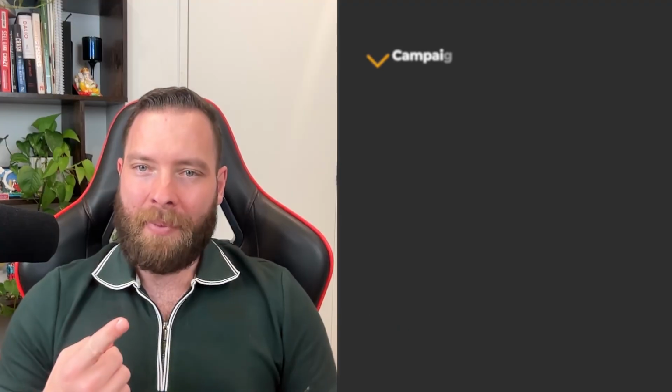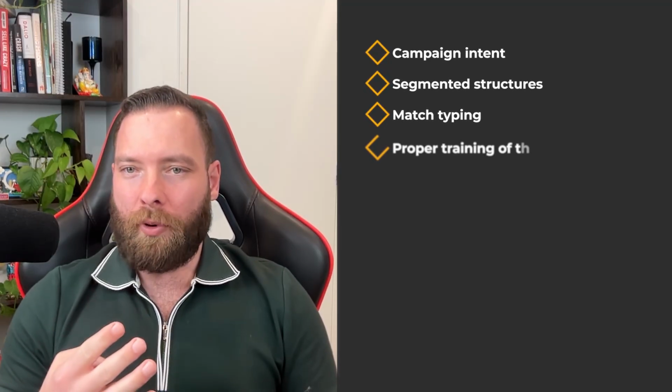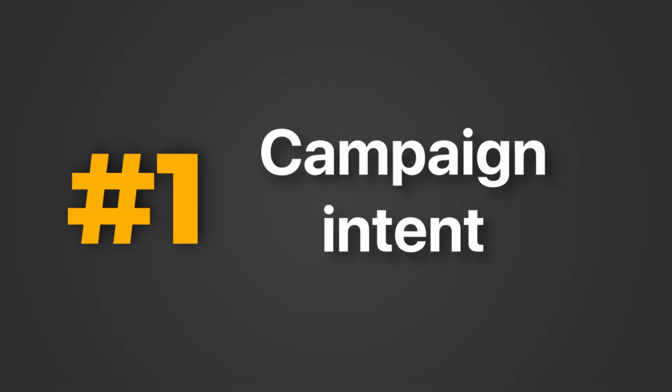Just last week, we audited a Google Ads account that had 4 core issues that, when fixed, perfectly summarize the new way to run Google Ads in 2026. Campaign intent, segmented structures, match typing, and proper training of the pixel. The new strategy starts with understanding the correct campaign intent.